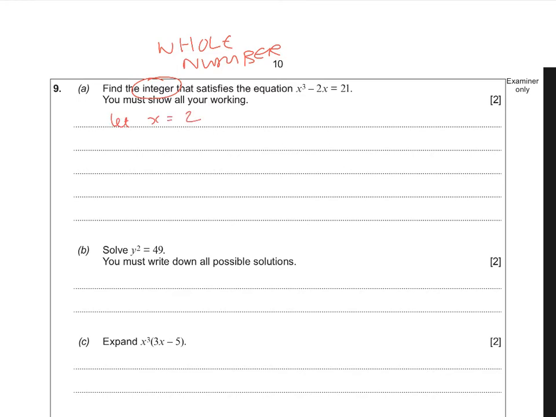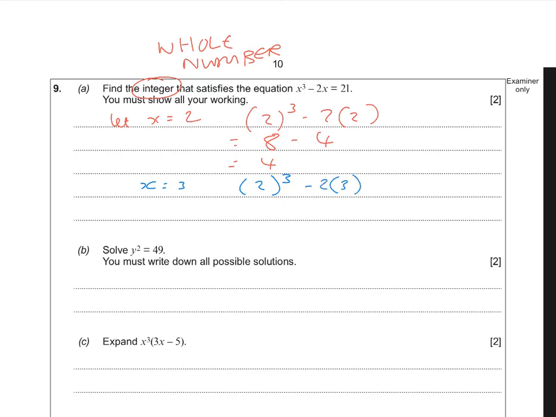So that would be 2 cubed minus 2 times 2. So that's going to give me 8. That's going to be 4. 8 take away 4 is 4. It's not 21. So I need to try another number. So I'm going to try 3. x equals 3. I'm going to get 2 cubed minus 2 lots of 3.